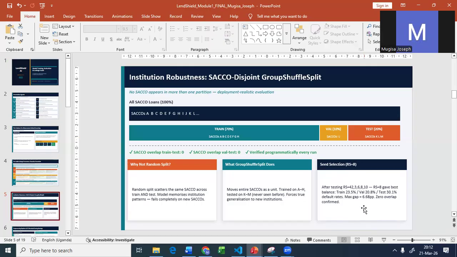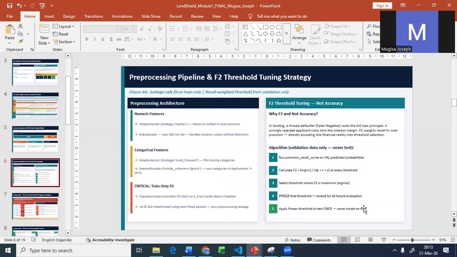So we handle that in a later case, whereby we use a stability run. We don't just use one threshold. So I will progress to the processing pipeline and the F2 threshold tuning strategy. We take you through the pre-processing stage, and then we also talk about the F2.